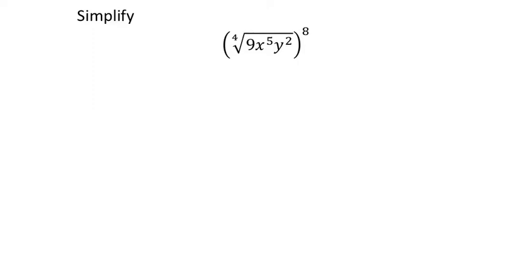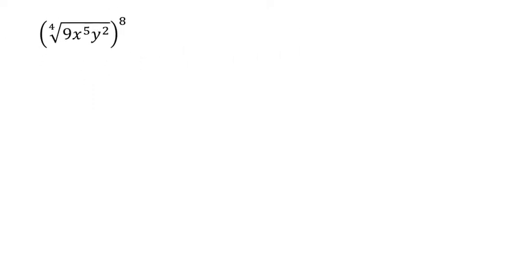There are many paths to the simplified form of this particular expression. I'm going to take a specific path myself. I'm going to take my radicand, 9x to the power of 5, y to the power of 2, right there. Now, I see I've got the fourth root of this, right? So I'm going to take that fourth root and just make it an exponent of 1/4.